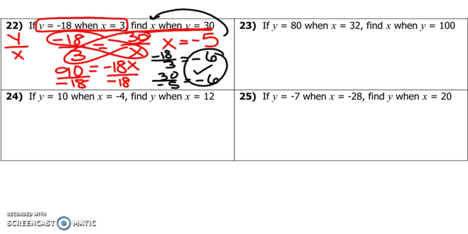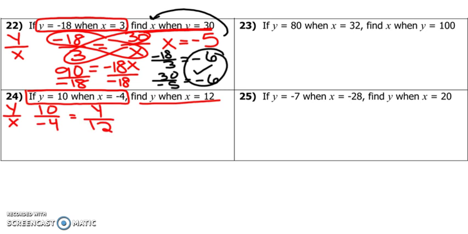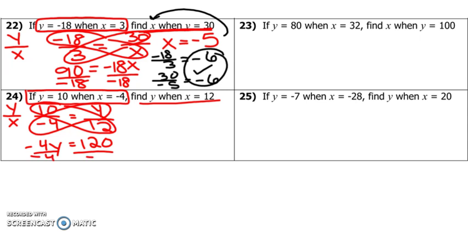If I look at 24, if y equals 10 when x equals negative 4, find y when x equals 12. So again, we still want y over x. It's going to be 10 over negative 4. We're finding y when x equals 12. So now we cross multiply. We get negative 4y equals 120. I'm going to divide both sides by negative 4. So y equals negative 30.